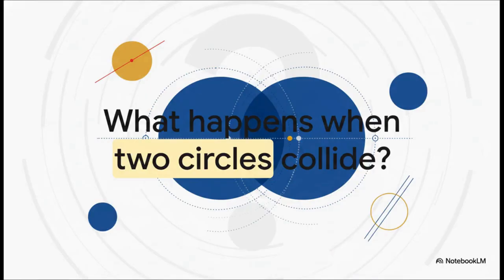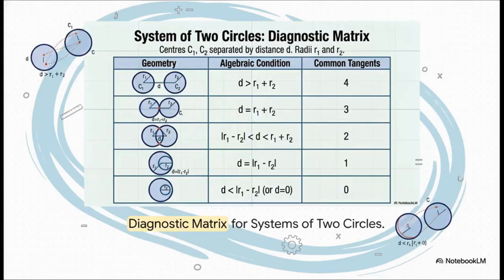Okay, so we've got the single circle dialed in: its center, its radius, the lines hitting it. But we've got to escalate our quest now. The true test is asking, what actually happens when multiple circles collide and interact with each other? This diagnostic matrix right here is your cheat code.